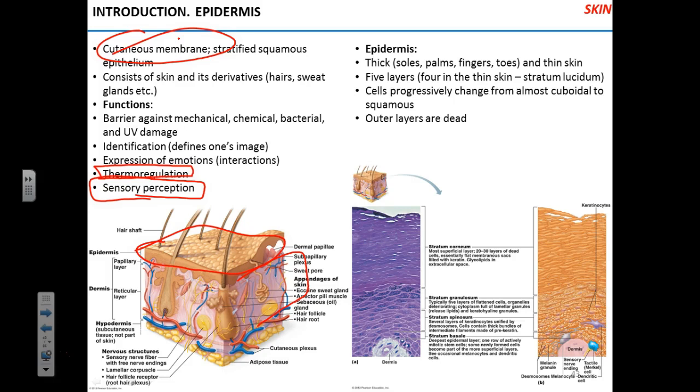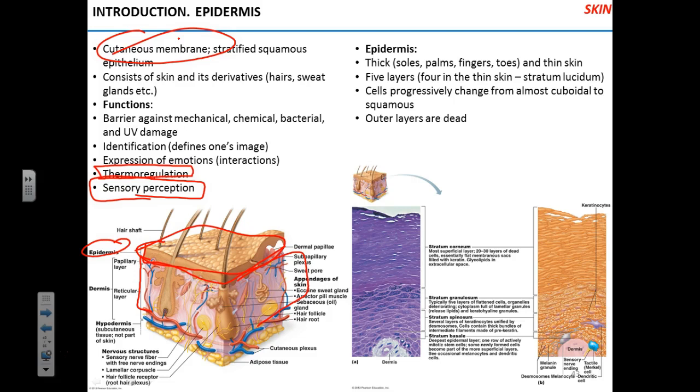Now, any questions on the function? Understand the functions of the skin. They're pretty straightforward, but still. Now, structurally, skin consists of two layers: epidermis, the superficial layer of epithelial tissue, and dermis, the deeper layer of connective tissue. And we're going to talk about epidermis first.